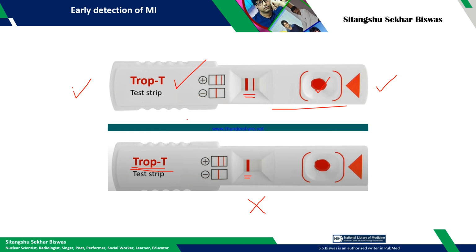Simply use the TROP-T test strip. Draw the blood from the vein, put it on the strip, and check whether there is a single line or two lines, which means whether it is negative or positive. If it is positive, that is one more indication of infarction, and the person must immediately be hospitalized. In this way we can save a life.